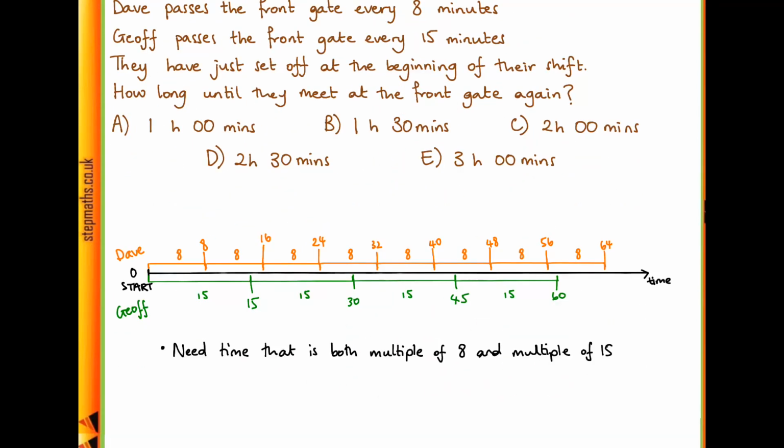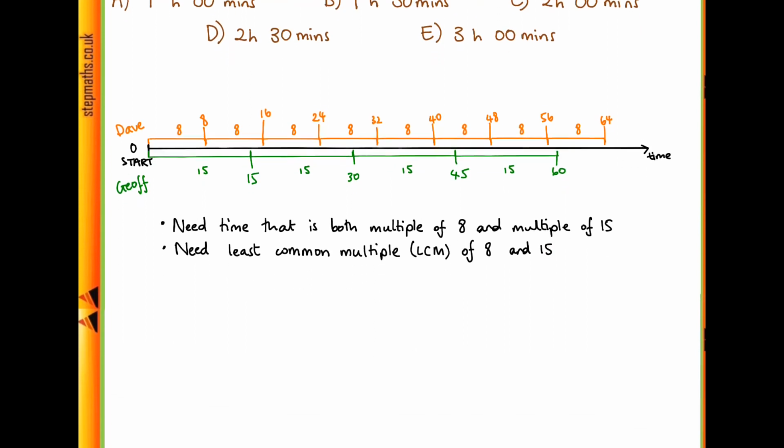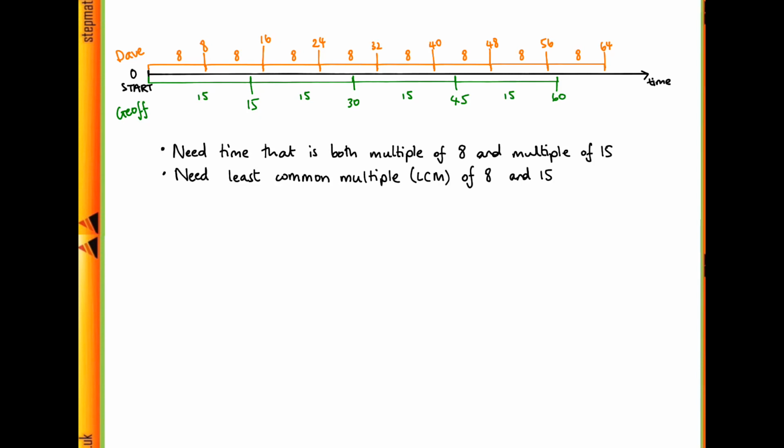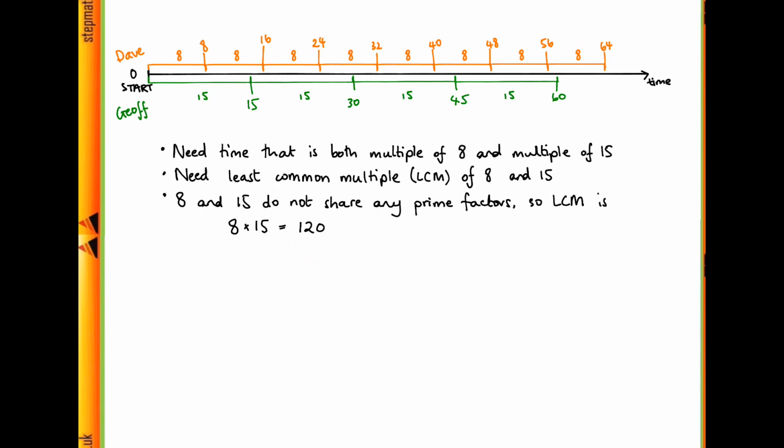And actually, because we want the length of time until they meet again, so that's the first time that they meet again, we're going to want the first common multiple of 8 and 15, so that's the LCM of 8 and 15. There are ways of finding the least common multiple by looking at the prime factors, but here 8 and 15 don't actually share any prime factors, which suggests that the least common multiple is just 8 times 15, which we can work out to be 120.